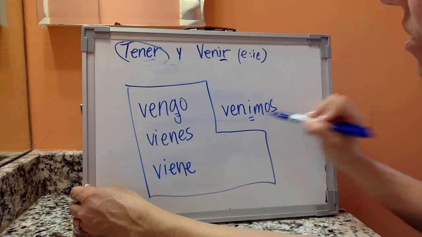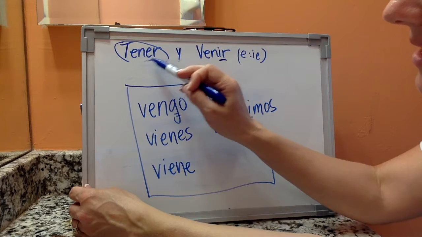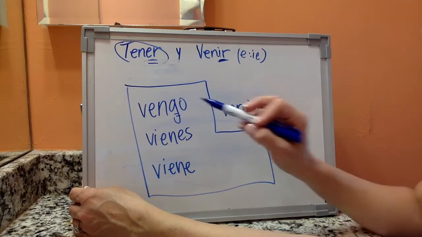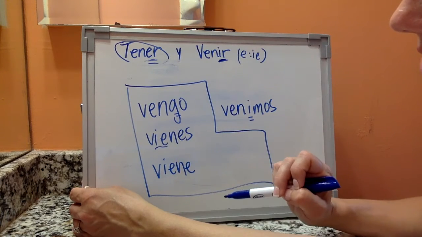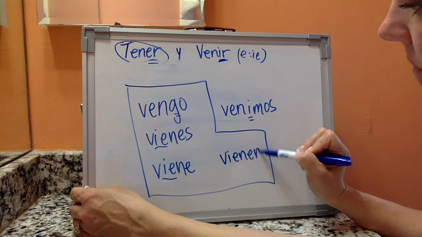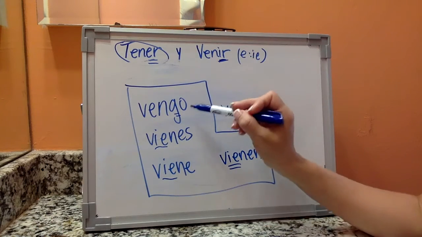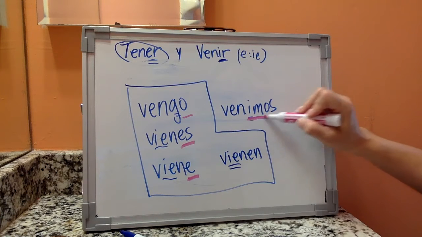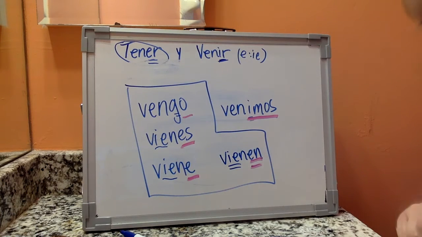venimos. Okay, notice the only reason it was tenemos is because it's an ER verb. Here's an IR verb. Your endings are exactly the same, okay? So vengo, vienes, there's your irregular stem change. Viene, venimos, vienen, okay? Here's your irregular stem change. But notice this right here, your endings on these verbs are exactly the same as they were with your regular ER and IR verbs. There's not one single difference, okay? So, anyway, you have to look at your context in order to decide, do you use tener or venir, okay?